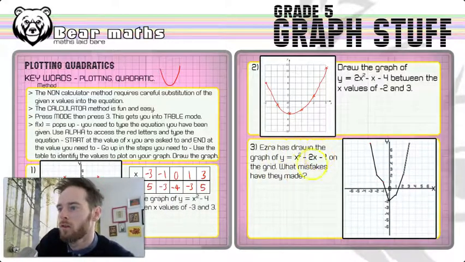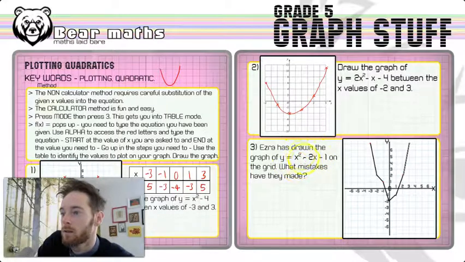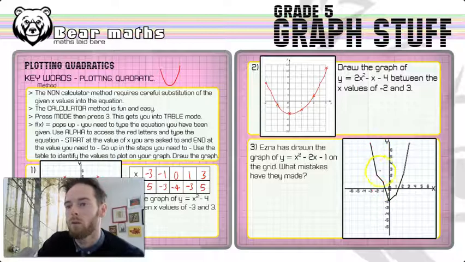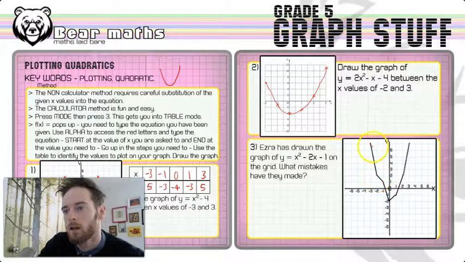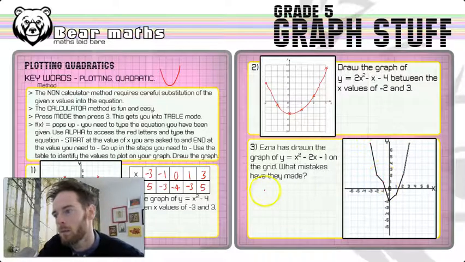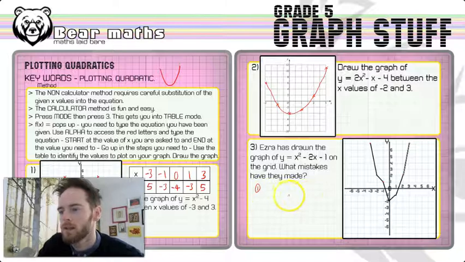Ezra has drawn the graph of y equals x squared minus 2x minus 1 on the grid. What mistakes have they made? Well, this should be relatively obvious now. Maybe it wouldn't have been before, but hopefully it is now. What you see here, and I think there are 2 mistakes, you get a couple of marks for it. So mistake 1, you'd have 2 spaces to write the mistakes that they made.